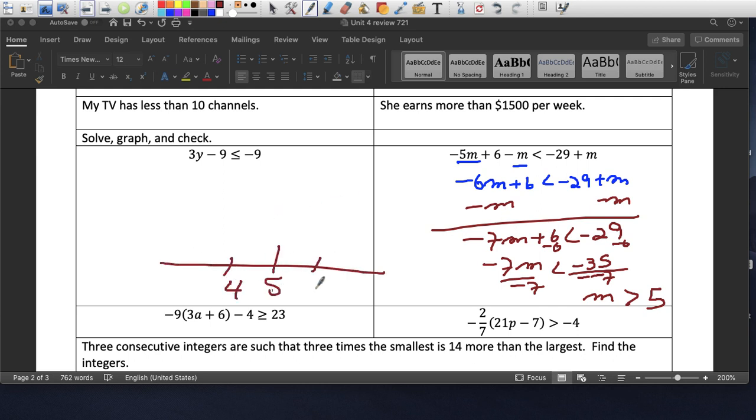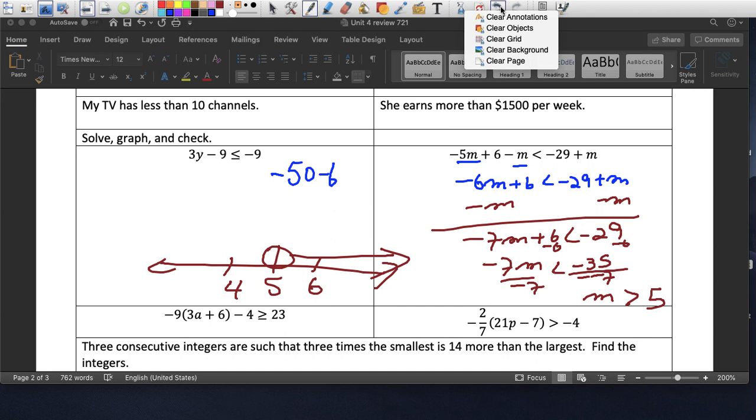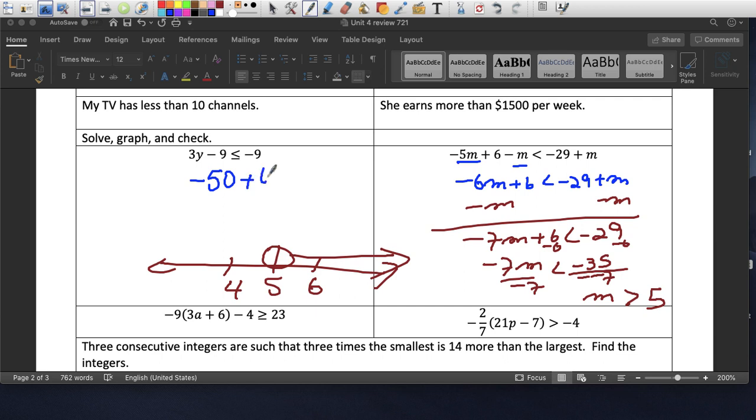Shade. It's going to be a non-shaded circle, and we want anything greater than 5. So let's pick an easy number, 10. So if I pick m as 10, I'm substituting: negative 60 plus 6 minus 10 less than negative 29 plus 10. So let's see if that's true. Negative 60 plus 6 is negative 54, and then minus 10... I'm getting negative 54 here. It's less than negative 19, and that is so very, very true.